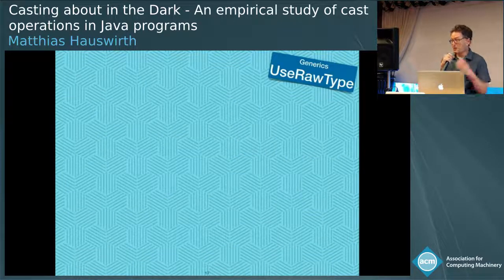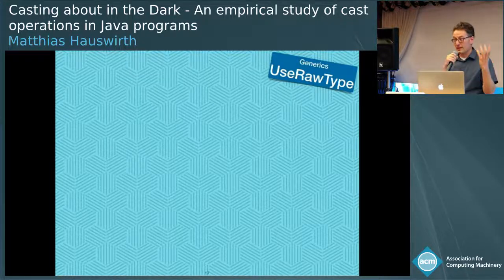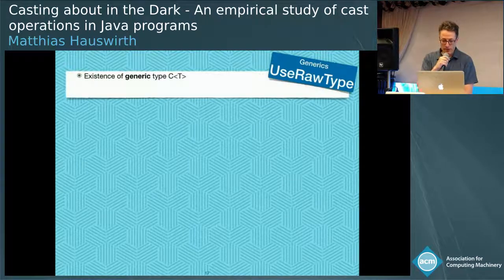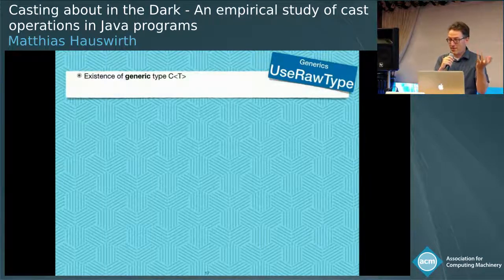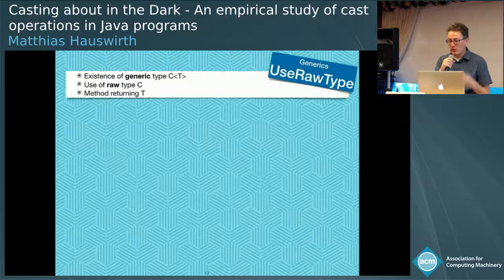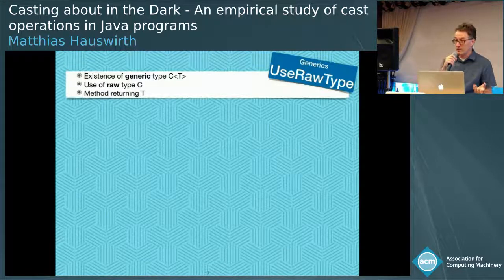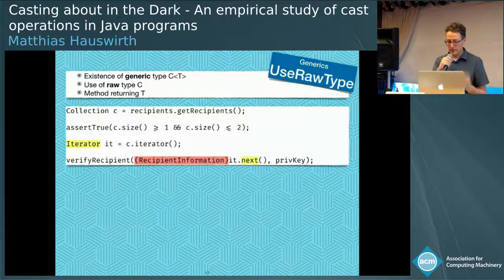Next one has to do with generics, and that's probably the most blatant one. It's using raw types if you have generics. So here the precondition is there is a generic class C with type parameter T, and so you could use, if you wanted, the raw version of that class, just C, omit the type parameter. And then if you call a method that would return a T, you will get back an object, and you will have to downcast it to actually do something. So this is kind of in use.